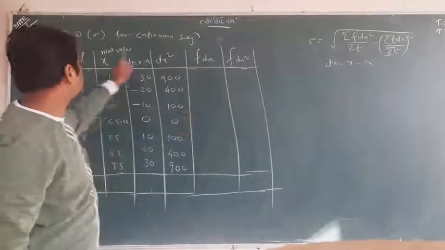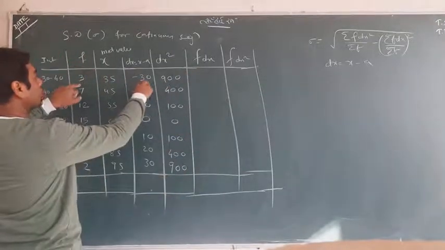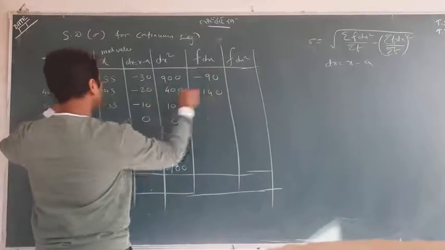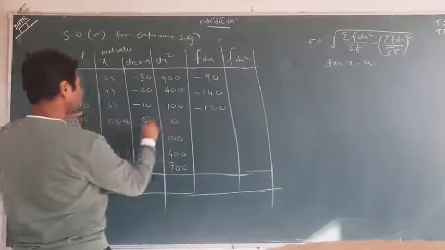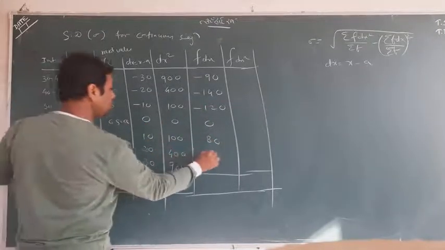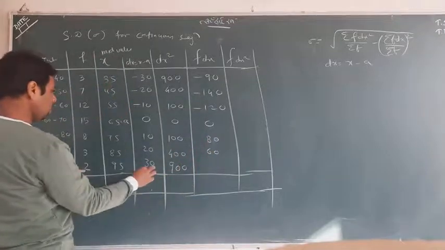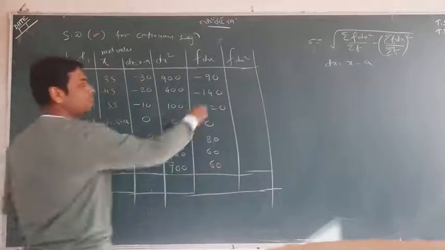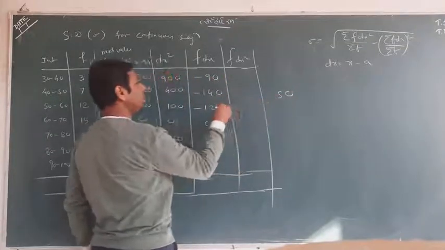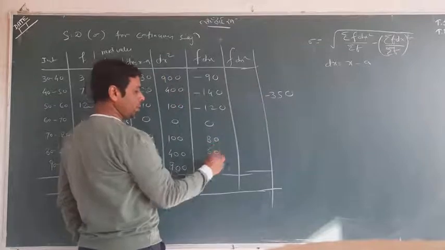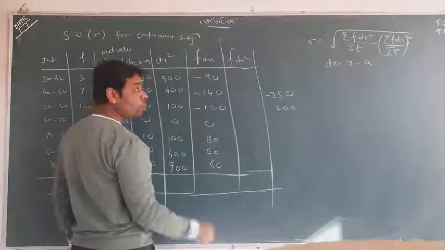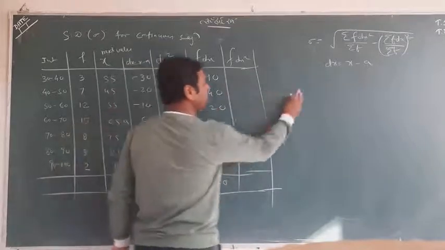Dx square meaning 900, 400, 100, 0, 100, 400, 900. I need f dx. So f dx: 3 3s are 9, minus 90, 20 7s are 140, 10 12s are 120, 0, 80, 160 and 180. Now I'll balance all: 0, 15, and 350. This all, 200. All will be minus 150.